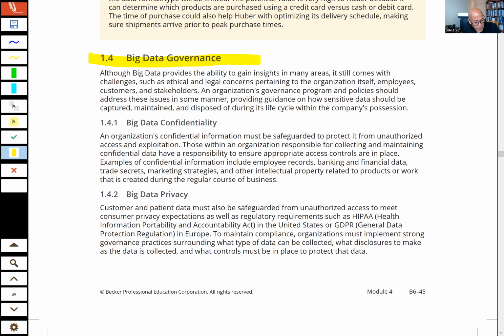So let's go ahead and put some flashcards around this, but we start with the idea that there are ethical and legal concerns pertaining to the organization itself, its employees, customers, and stakeholders, okay? So providing guidance on how sensitive data should be captured, maintained, and disposed of during its life cycle in the company's possession is very important, because you're controlling data that could harm somebody if it were somehow hacked or leaked or whatever. So let's flashcard some of these concerns.